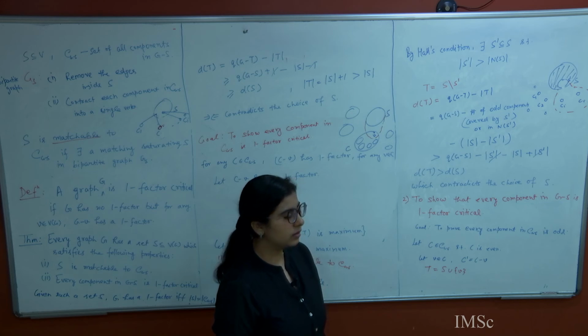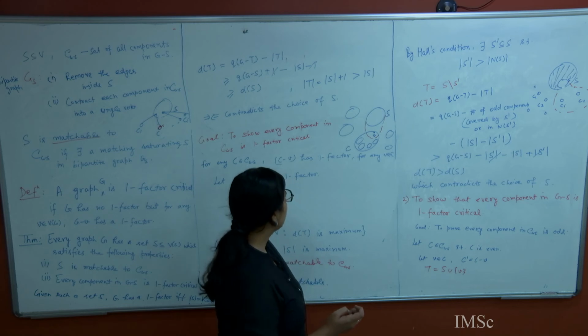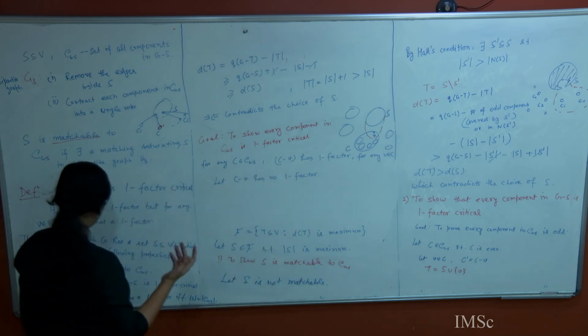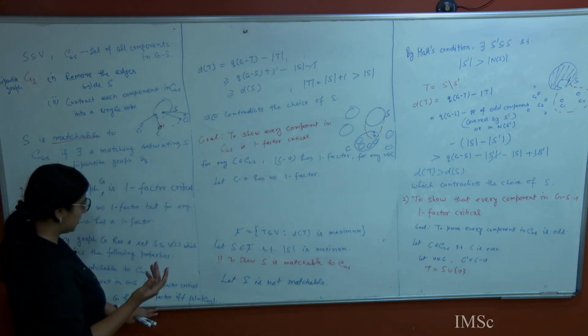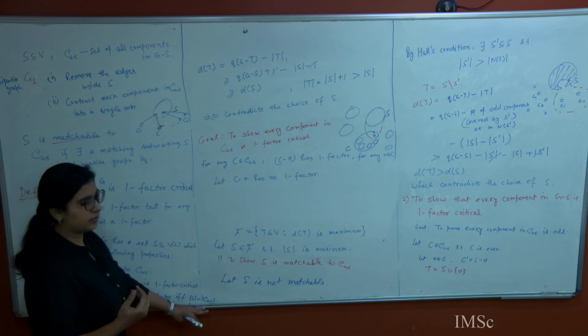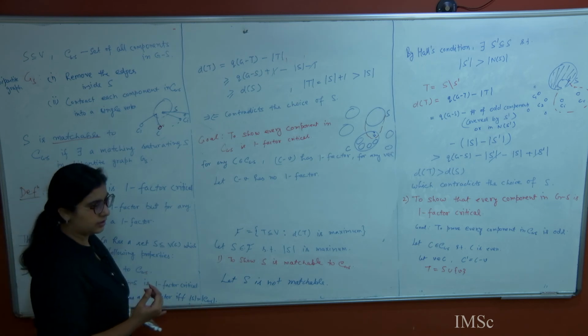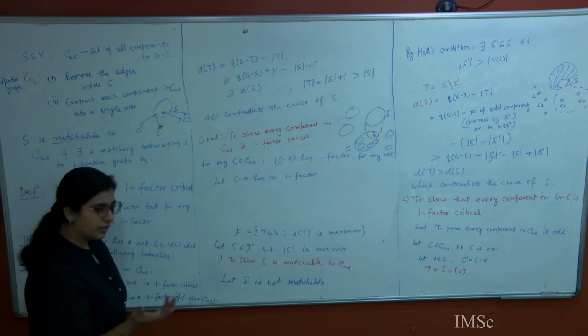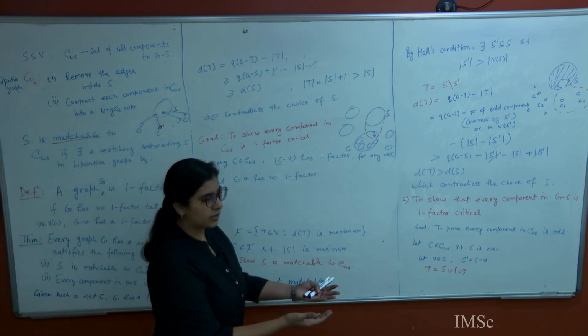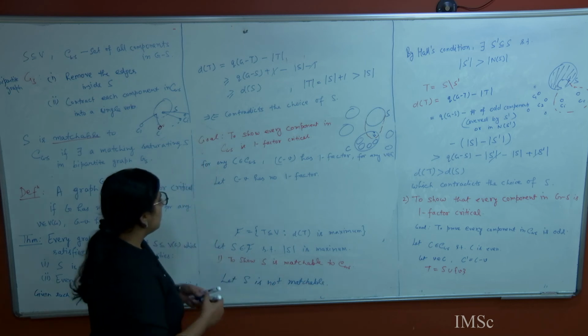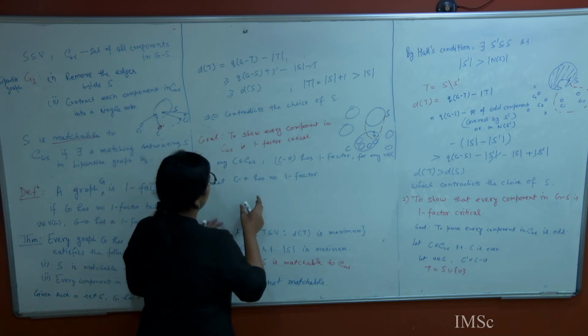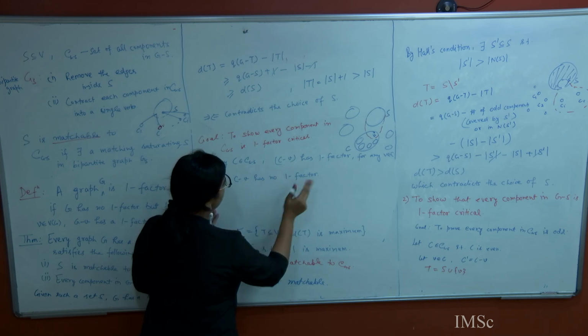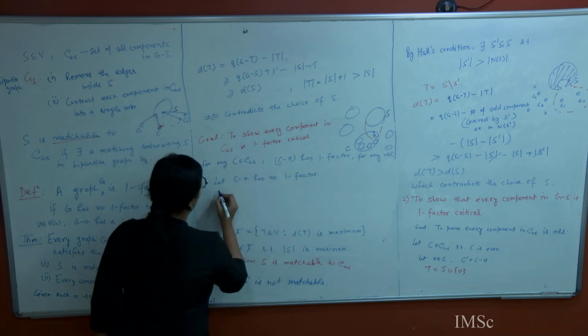Cg minus, but we don't know whether it has a one factor or not. If a one factor is there, then we say that this is true. So, we don't know whether this part is true or not. Yes, use Tutte's condition, because we have one characterization, right? We have proved it earlier. So, if C minus V has no one factor, what does it imply?